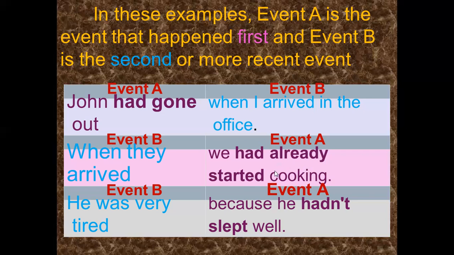We started cooking before they arrived. He was very, very tired because he hadn't slept well. He didn't sleep, so he was very tired. This is the first action, event A, and this is the second action, event B.